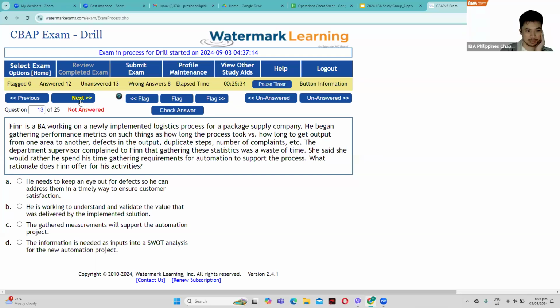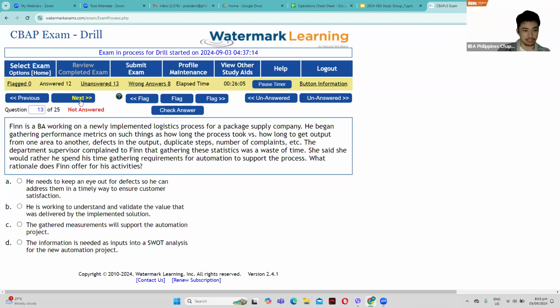He began gathering performance metrics on such things as how long the process took versus how long to get output from one area to get to another, defects in the output, duplicate steps, number of complaints, etc. The department supervisor complained to Finn that gathering these statistics was a waste of time. She said she would rather he spend his time gathering requirements for automation to support the process. What rationale does Finn offer for his activities?